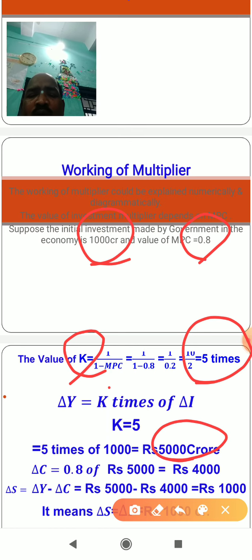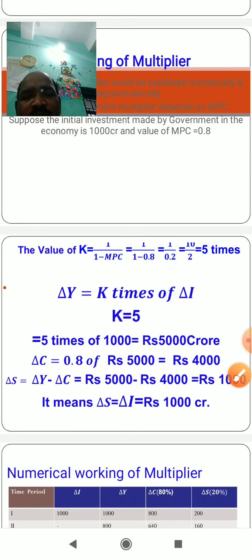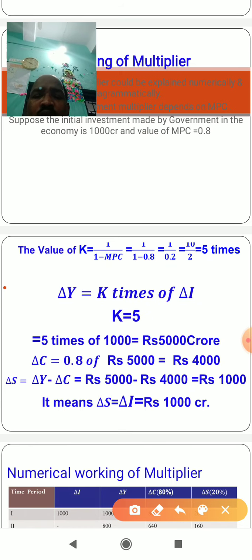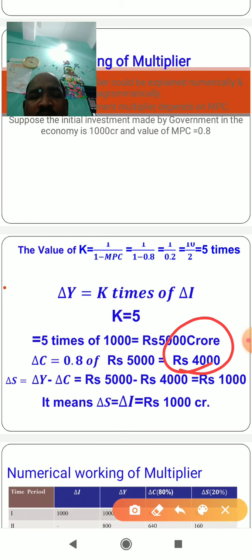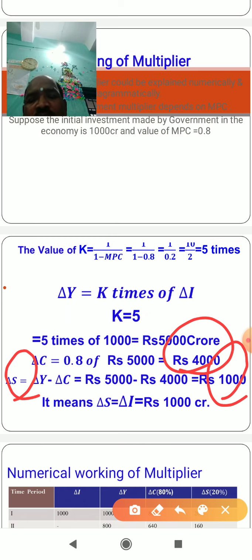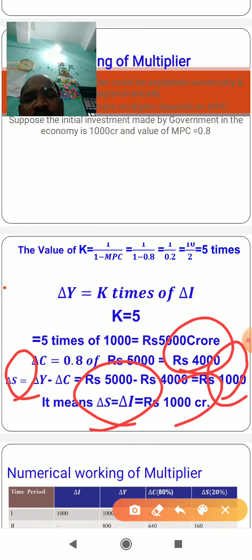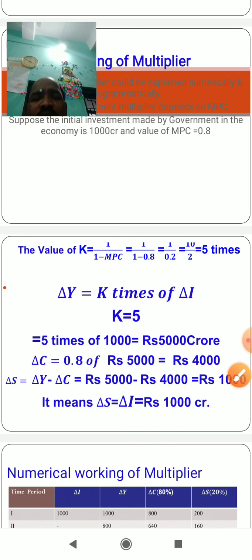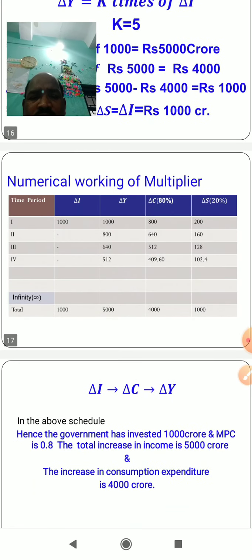Then what is delta C, or change in consumption? Change in consumption means 0.8 of 5000, that is 4000. And what is delta S, or change in saving? Change in saving is equal to 1000 crores. That means the change in saving and change in investment must be equal, that is 1000 crores. Then you can see the numerical working of the multiplier.